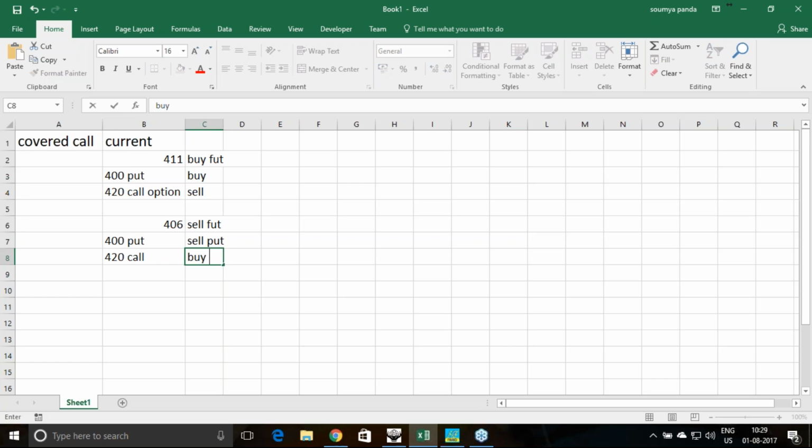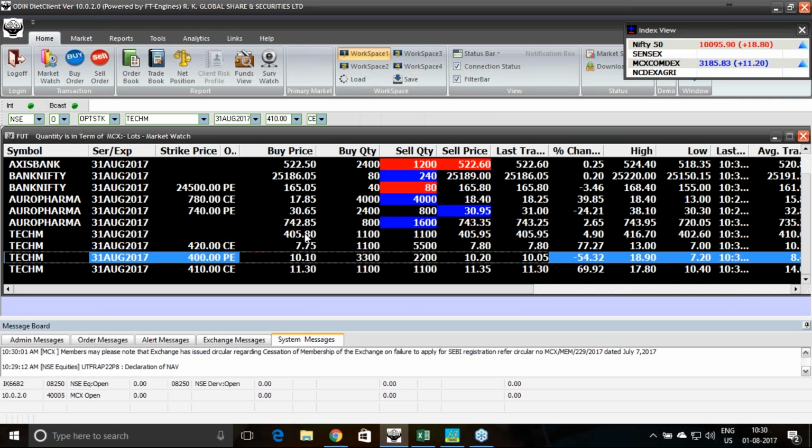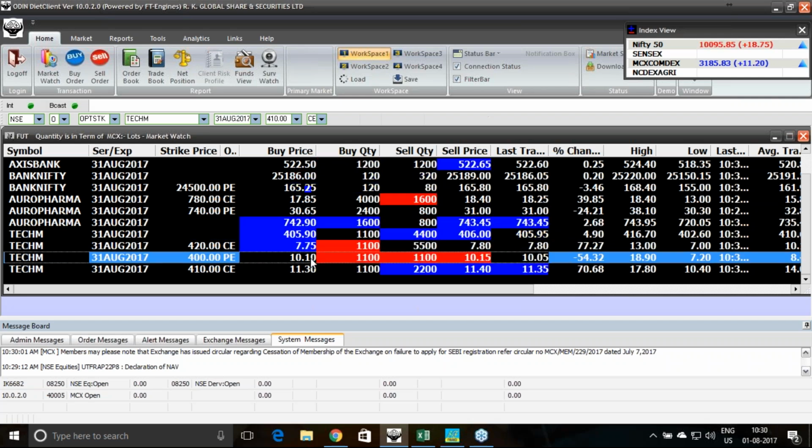So buy a call option, sell a put option, and sell a future. This strategy is known as a covered call strategy or a covered put strategy. Once you form this particular strategy and it gives you a breakout here and you are selling it, it is a pretty good gain you can get.